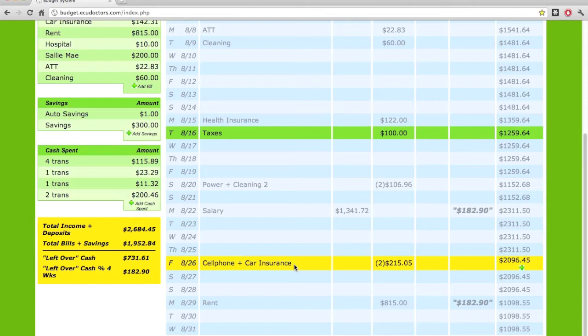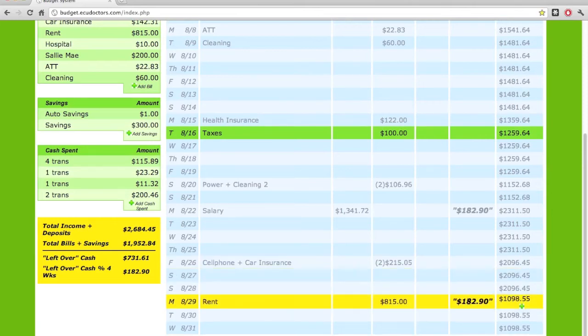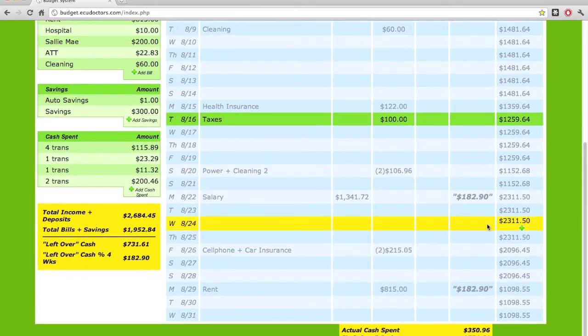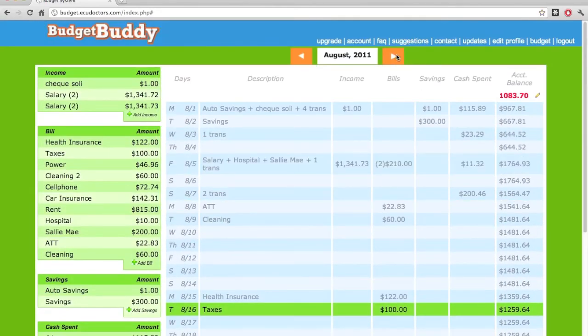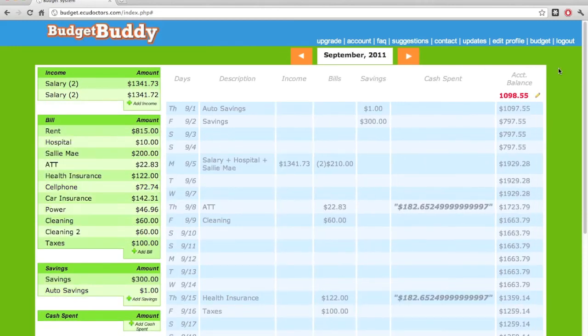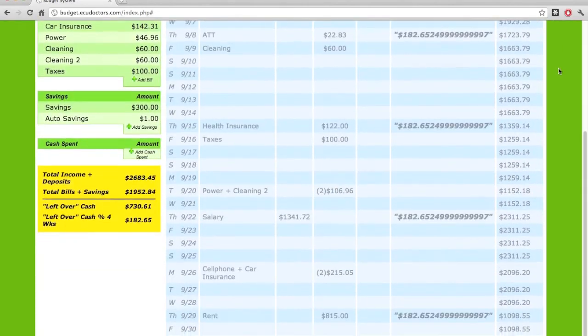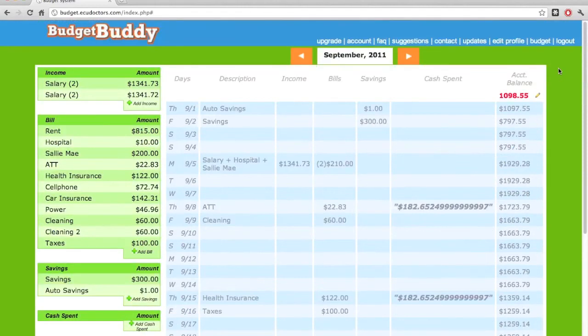and then the cell phone and car insurance when they get paid, what my account is going to look like, my rent, and I can continue seeing this for the next month, September. That way I'll be able to track my expenses a little bit better, and I'll see when I'm going to go back into the negative, if I ever am going to. So I can use this to project if I'm going to have a big expense in September.